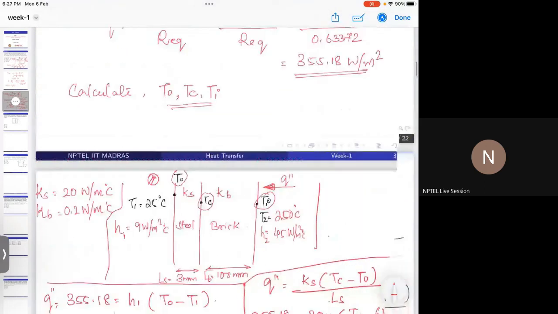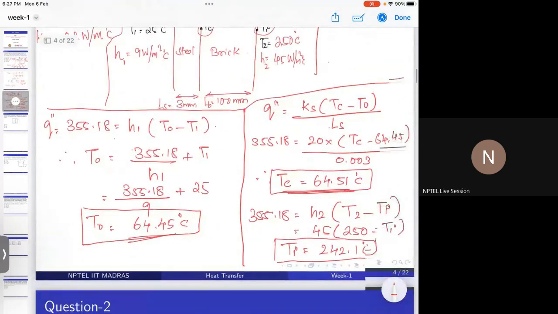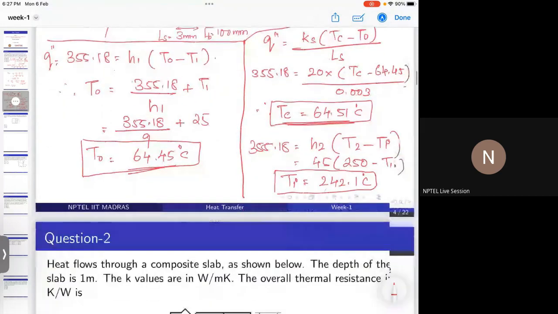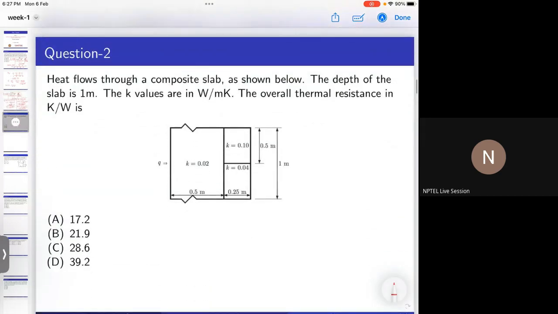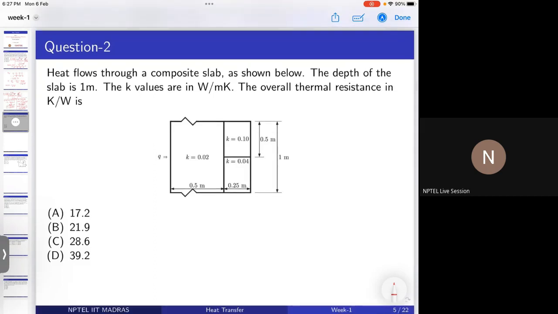So this was a single question to get started with. Then we will move on to the next question. This is also a composite wall, and we have to find out the overall thermal resistance. The schematic of the composite wall is given.